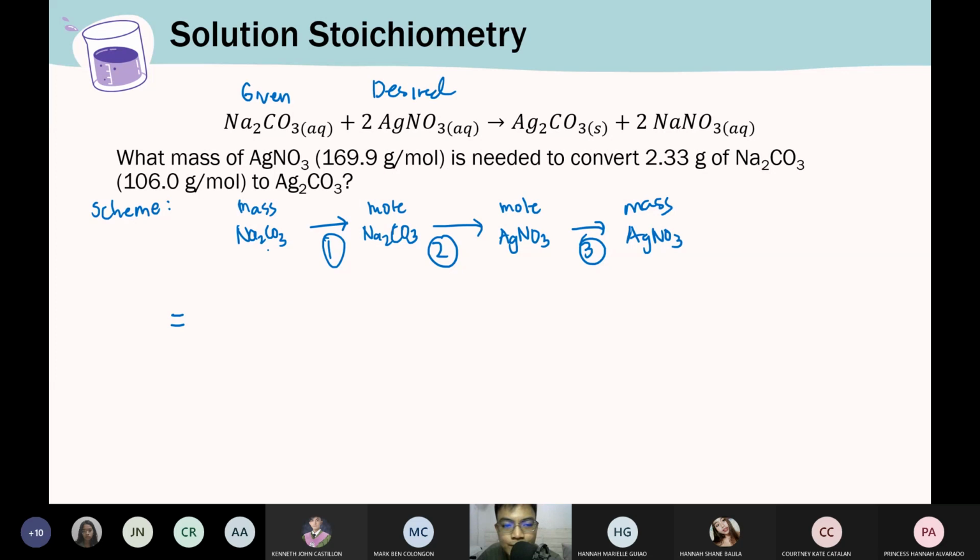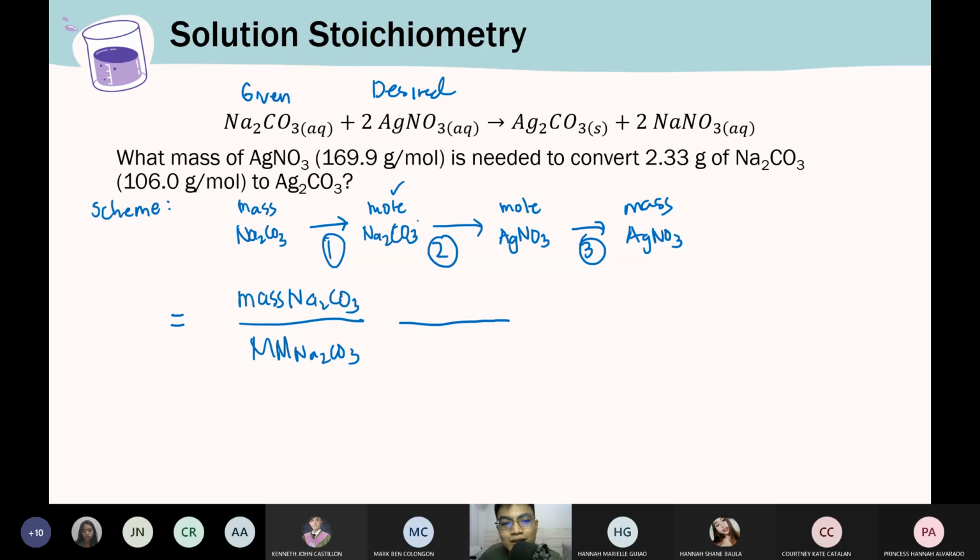Okay? So, what will be the equation for mass to mole? Okay? So basically, that's mass over molar mass. Okay? So, kung ilang arrow, ganun karaming fraction. So, the first fraction is the mass over molar mass. You get this. And next arrow, ibig sabihin, fraction uli.